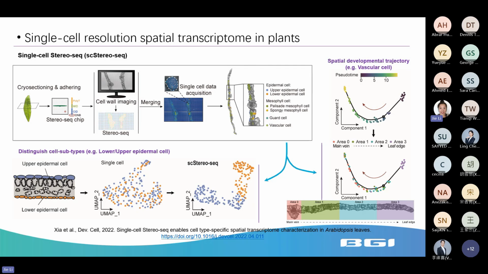This research shows the cells in the main vein area are less differentiated compared to those at the leaf margins, and the guard cells. Guard cells are significantly enriched in a branch of the development trajectory, but they do not show obvious spatial differences. So Stereo-seq still has huge potential in plant research because of the specificity of the tissue and species.